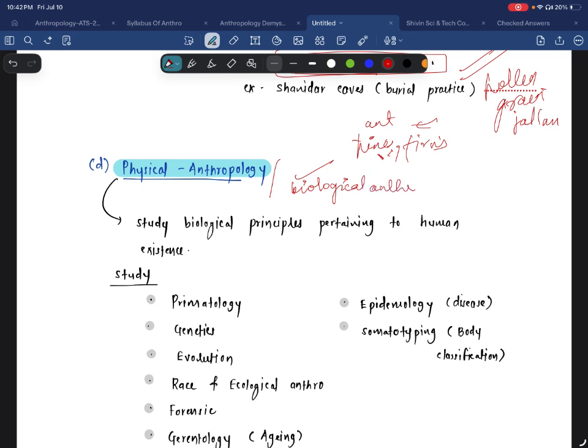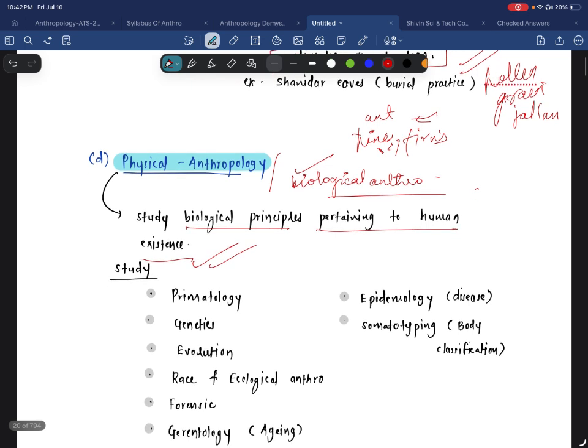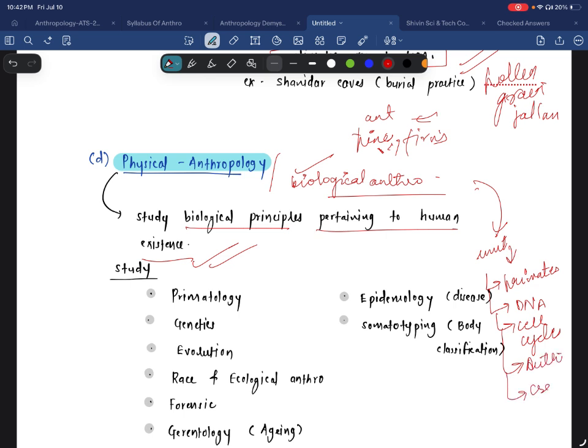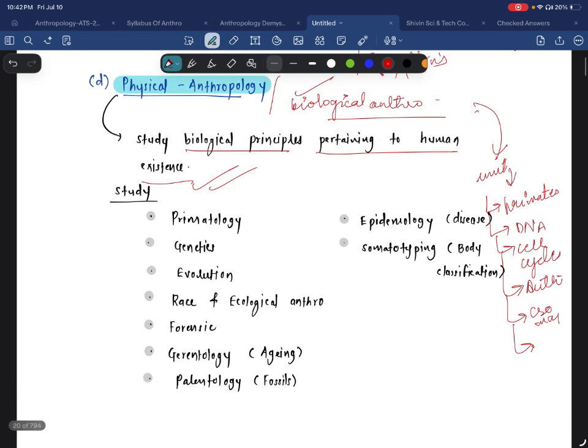Okay, so it is the study of biological principles pertaining to human existence. We have a whole unit on physical anthropology, in which we'll study the primates, okay, and we'll study DNA, cell cycles. Then we'll study Australopithecus, Cro-Magnon, so we'll read about many primates and so on, okay?